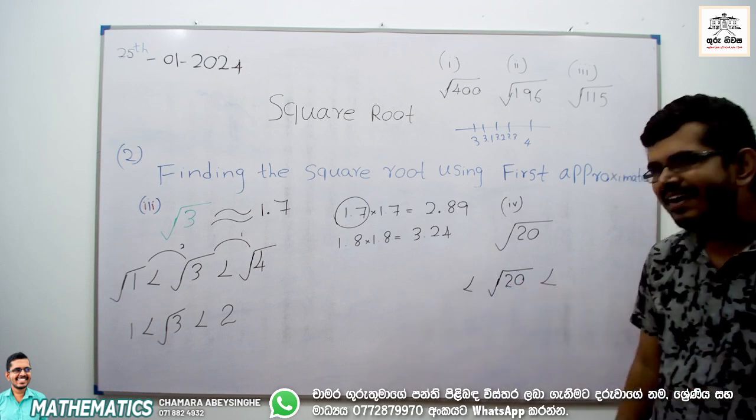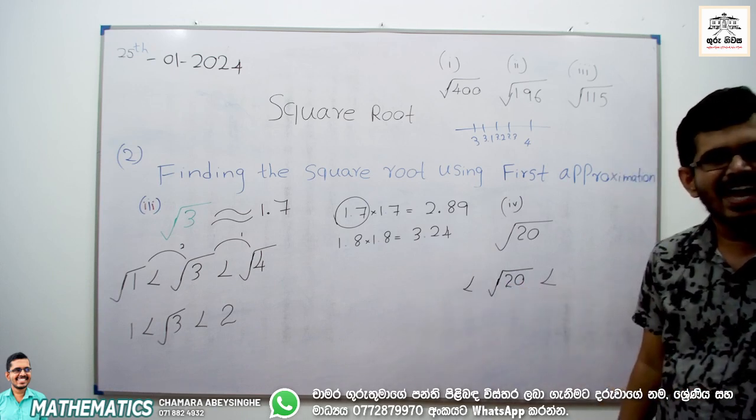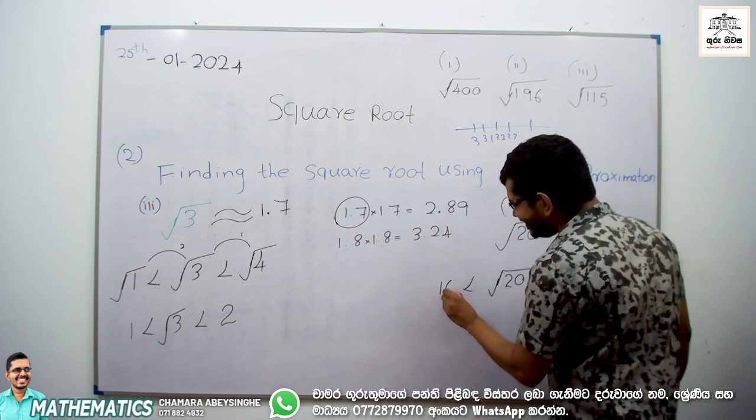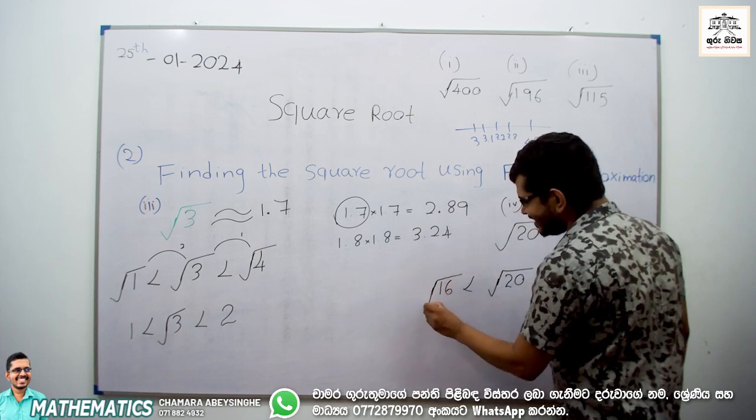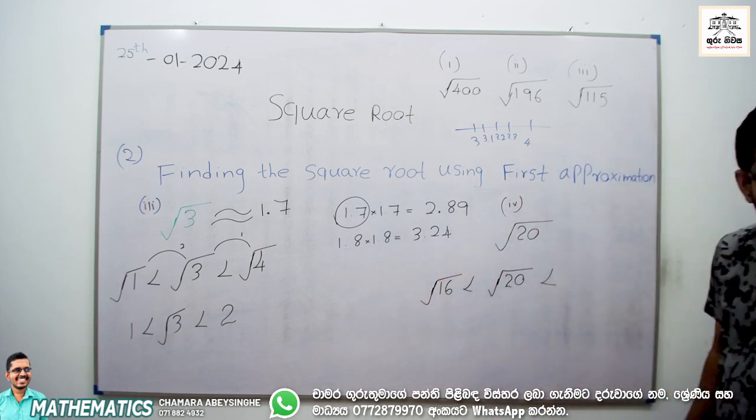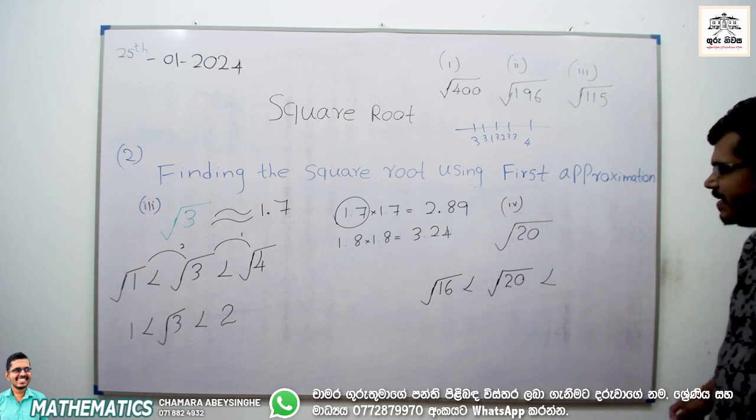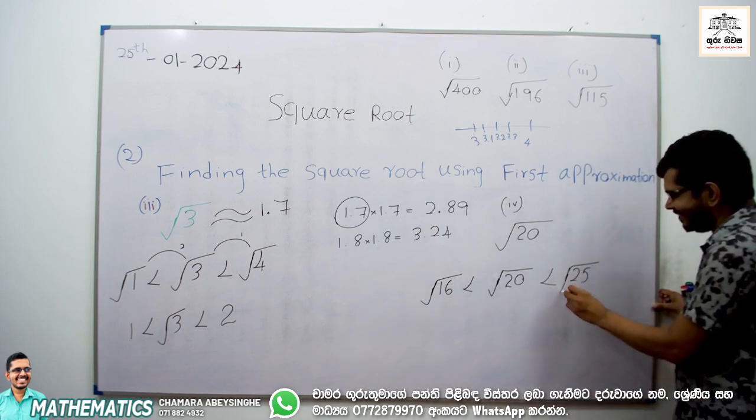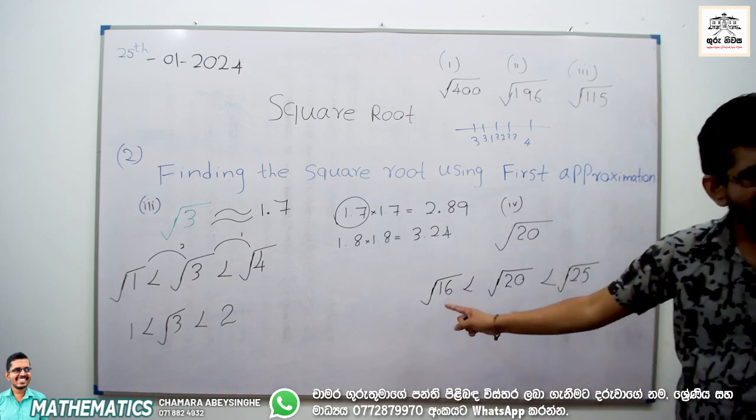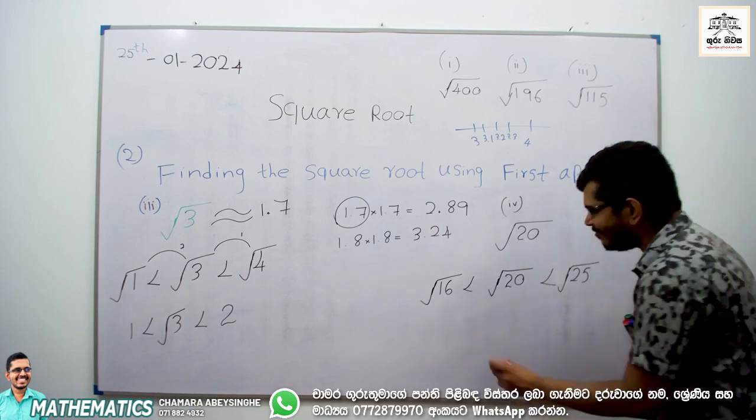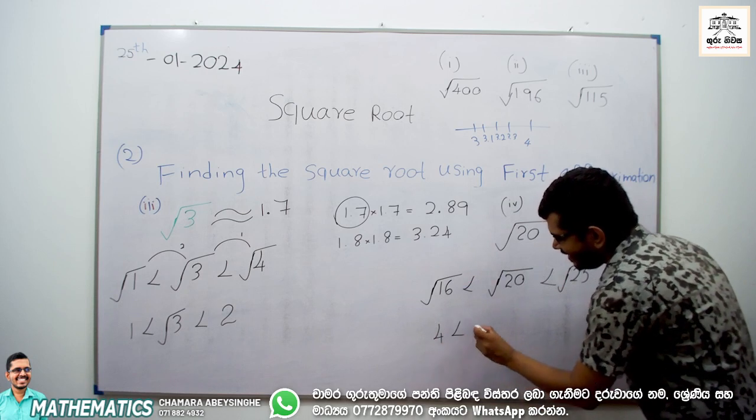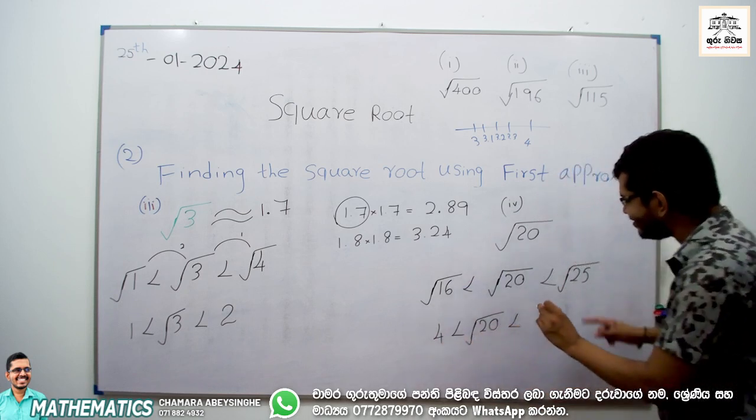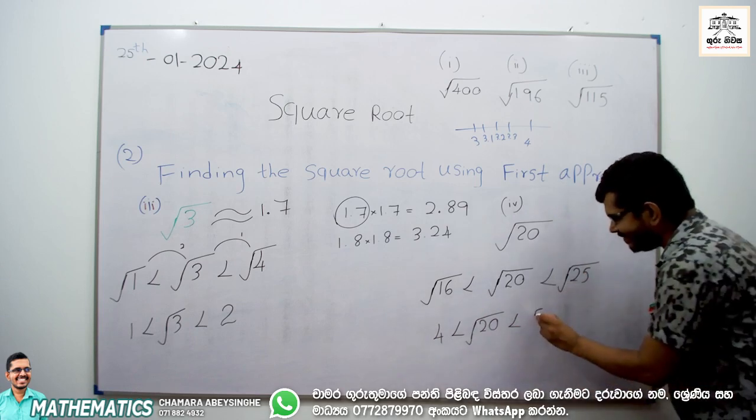The less than number, the left hand side less than number is square root 16. The nearer greater than number is square root 25. Square root 16 is 4. Square root 20 we should find. Square root 25 is 5.